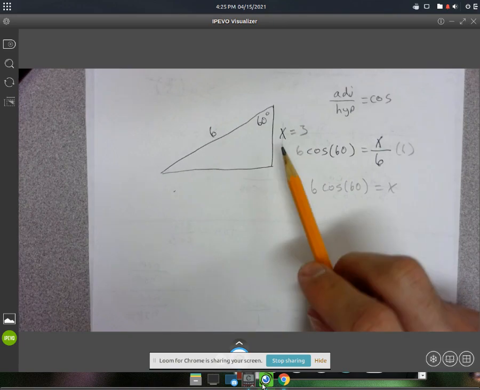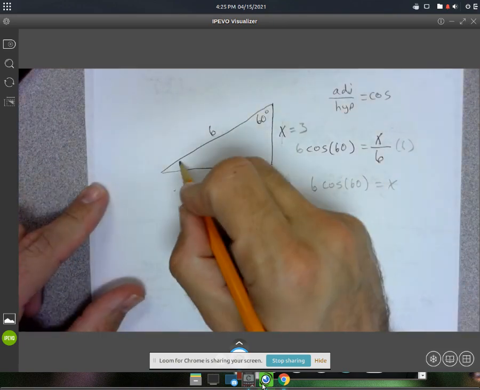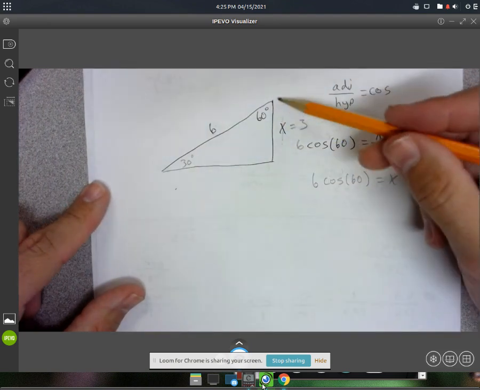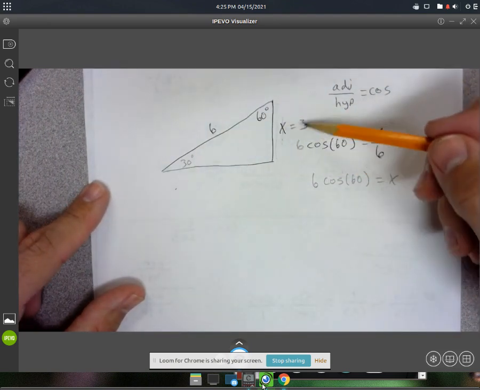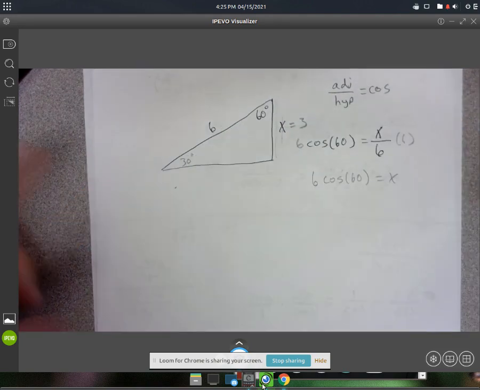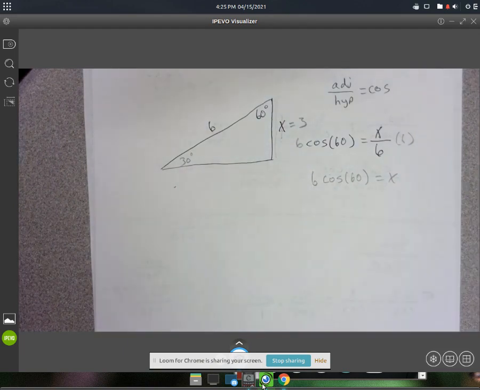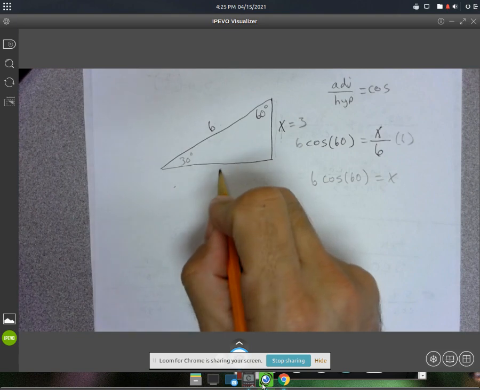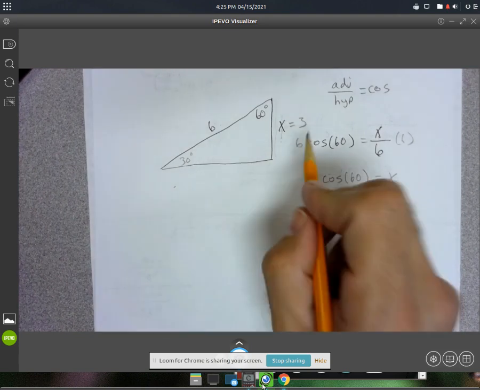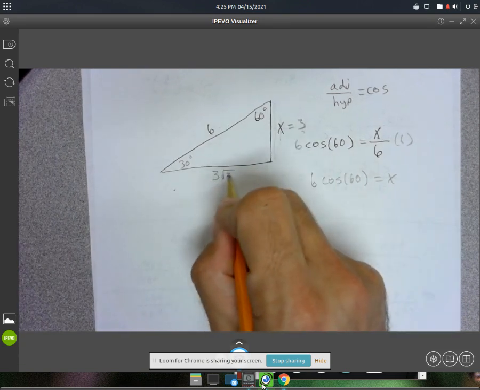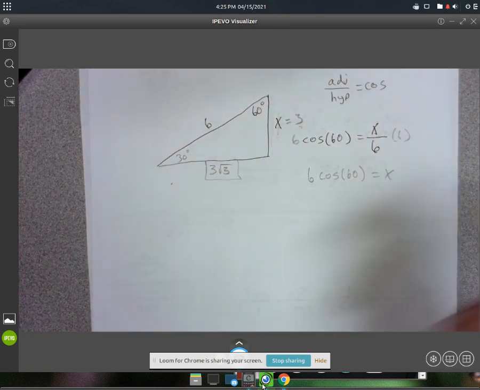It is a handy trick to know. Anytime you have a 30, 60, 90 triangle, the short side is always half of the hypotenuse. And then the medium leg, how are you going to remember all this? The medium leg is always square root of 3 times the short leg. So it would be 3 root 3. But you could get that using the Pythagorean theorem if you had to.